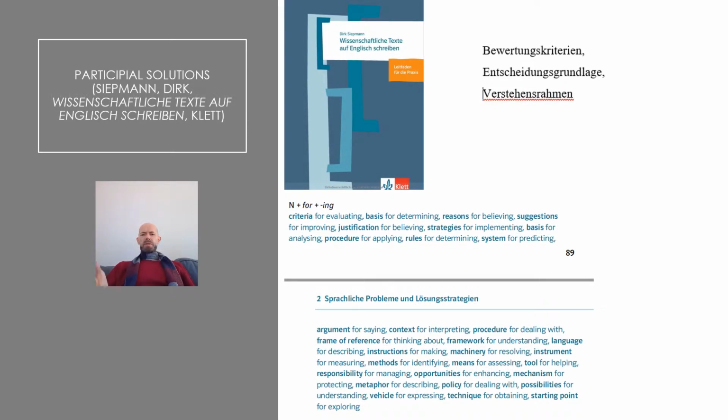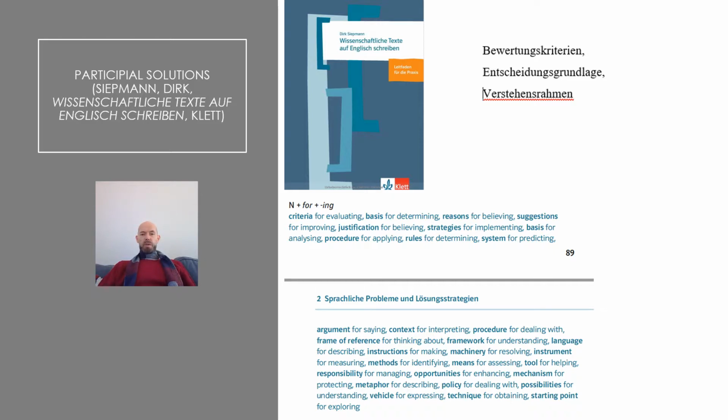Now, I've dealt with this translation strategy, or it's also a writing strategy, of unpacking English compounds into their component parts in my book Wissenschaftliche Texte auf Englisch schreiben. So these participial solutions where you don't say evaluation criteria, but rather you use something like criteria for evaluating. So this is the case, for instance, with nouns followed by preposition and then an ing phrase. So Bewertungskriterien will be criteria for evaluating.